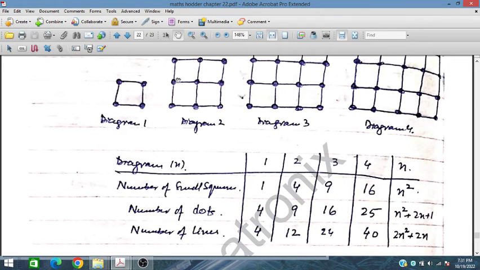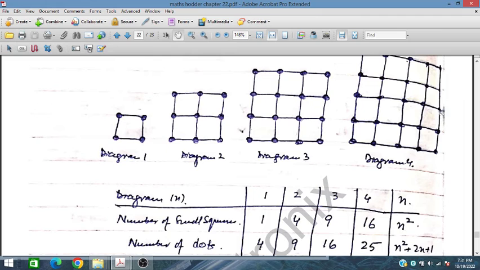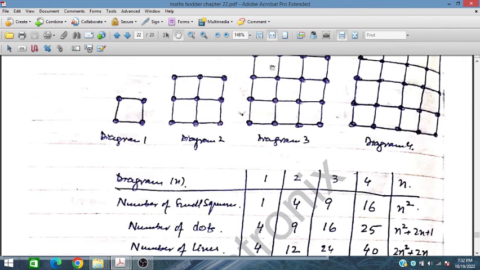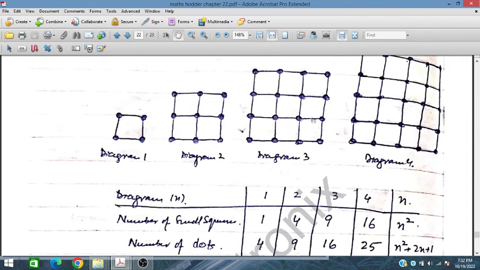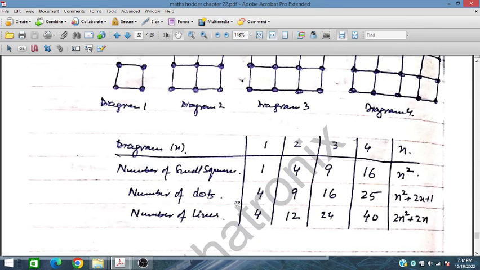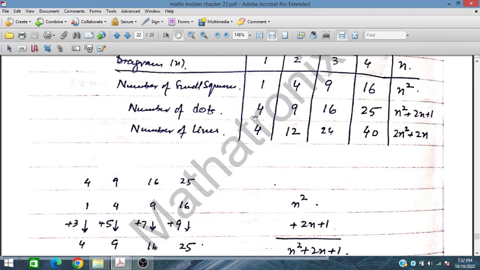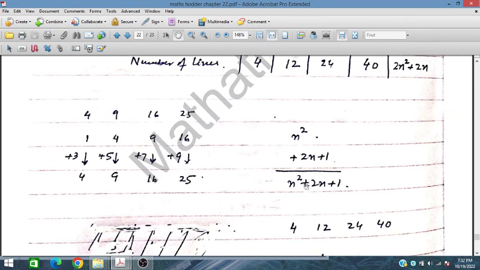This is increasing: 1, 4, 9, and 16. This pattern follows n squared, so the number of small squares is n squared. The number of dots is 4, 9, 16, then 25, following n squared plus 2n plus 1. So we have solved it for this pattern and obtained n squared plus 2n plus 1. So these are all the solutions.